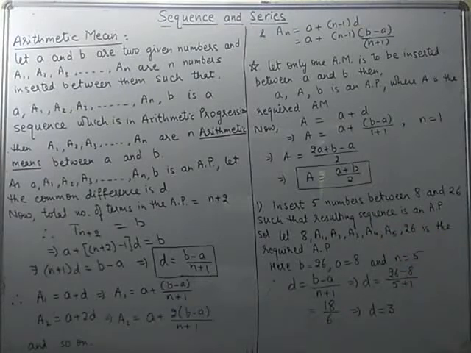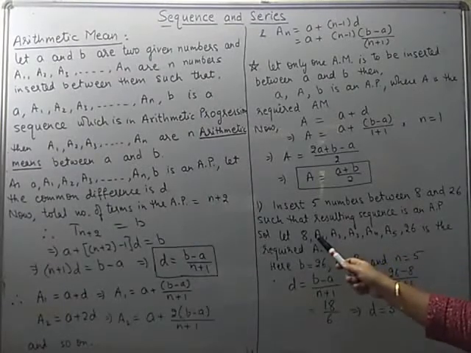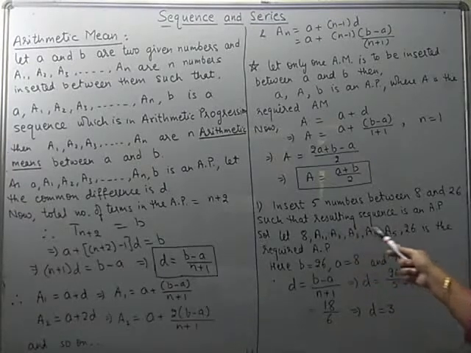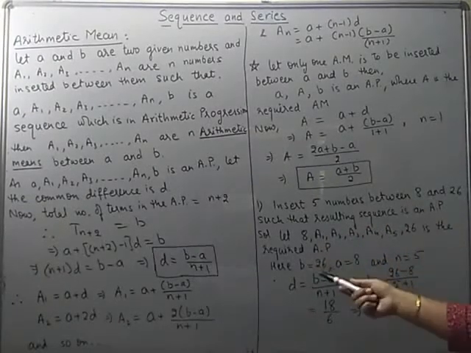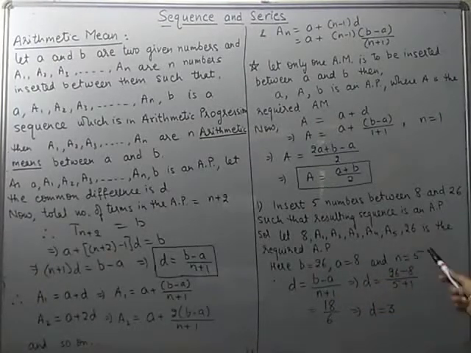Okay, now let us take one question based on it. It says insert 5 numbers between 8 and 26. So small a is 8, small b is 26. And between these two, you have to insert 5 numbers such that the resulting sequence is in AP. So what are these 5 numbers? They have to be arithmetic means because they are already saying the sequence is in AP. So let us name the 5 numbers as A1, A2, A3, A4 and A5.